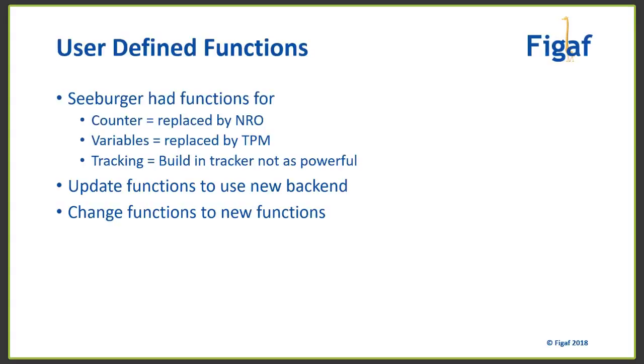Then we got variables. That was also pretty useful in the B2B world. Now they are replaced by the trading partner management, so you can create specific variables for each partner. And then you got the tracking tool that you wanted to update. So whenever you receive the message, you wanted to record, we received this message from this partner with this information. And well, that's not really as powerful as the old one was.